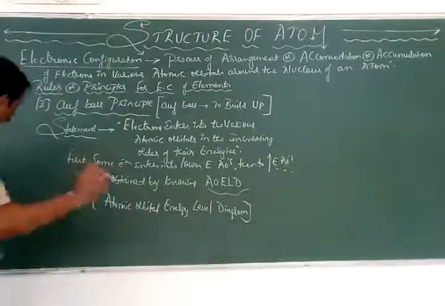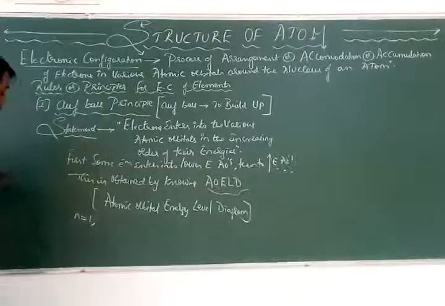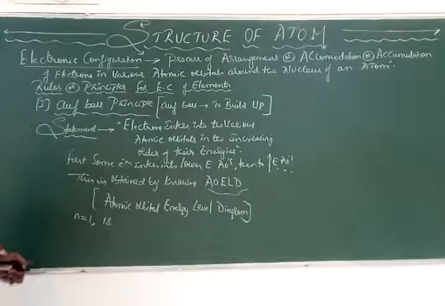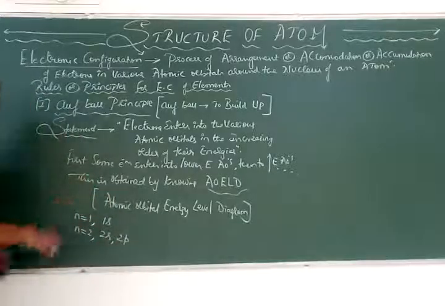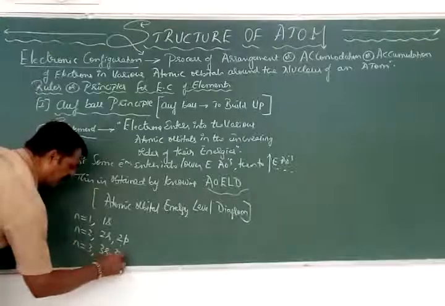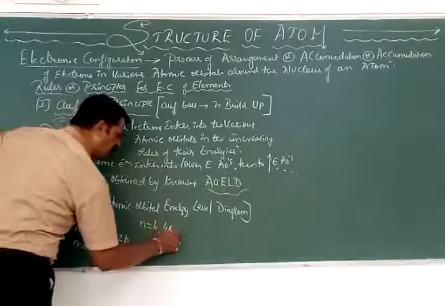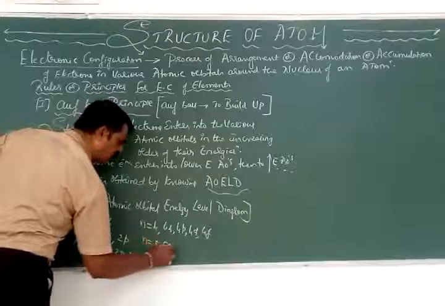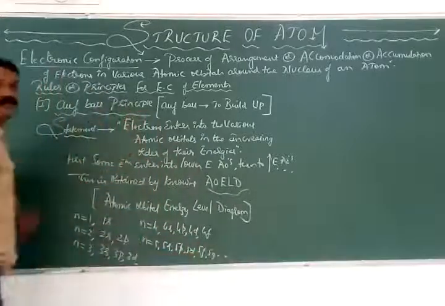First, it has to be very clear. n equal to 1 means how many subshells do we have? 1s is the subshell. 1s has how many orbitals? 1 orbital. n equal to 2 means we have 2 subshells, 2s and then 2p. n equal to 3 means 3s, 3p and then 3d. n equal to 4 means 4s, 4p, 4d and then 4f. n equal to 5 means 5s, 5p, 5d, 5f and then 5g and so on.